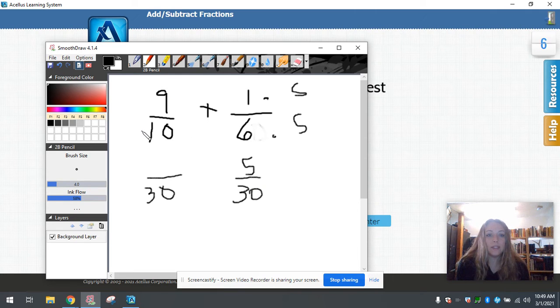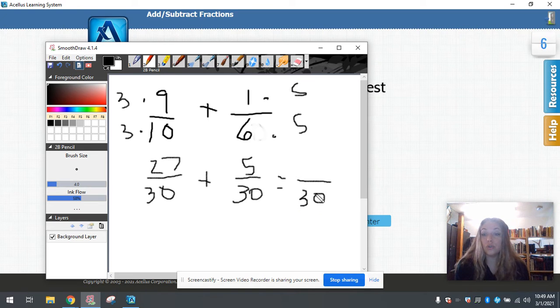9/10, I multiply 10 by 3 to get 30. What I do to the bottom, I do to the top. 9 times 3 is 27. So 9/10 is equal to 27/30. Now I have my common denominator. And remember that denominator does not change.